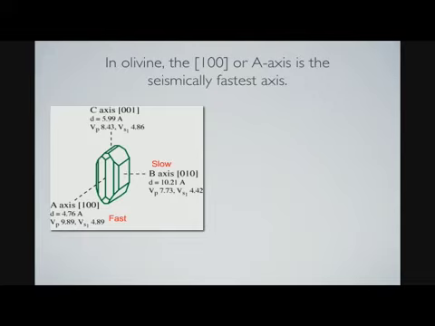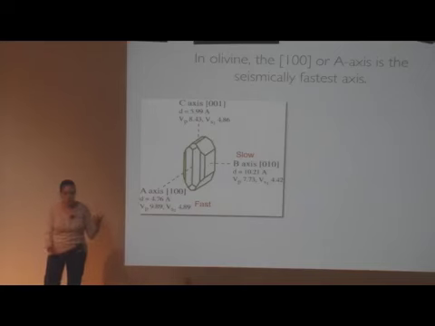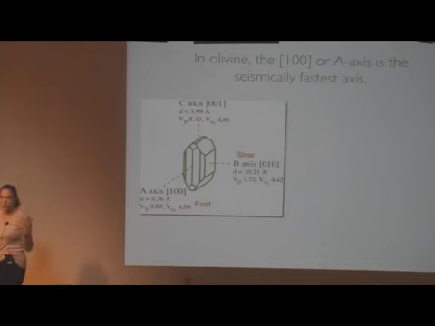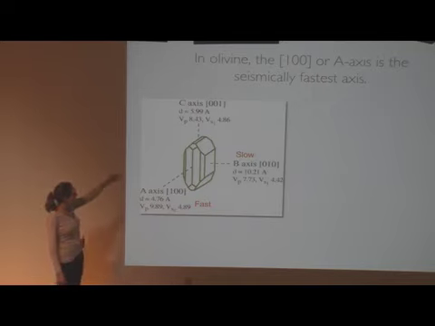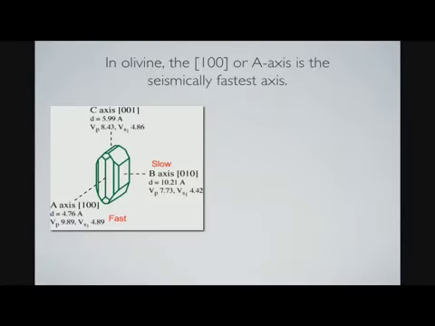So in terms of understanding seismic anisotropy, this is the key aspect: you have an anisotropic mineral, and the seismic waves will propagate at different speeds depending on which direction they go through the mineral.